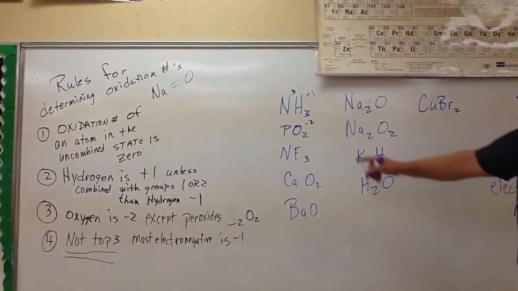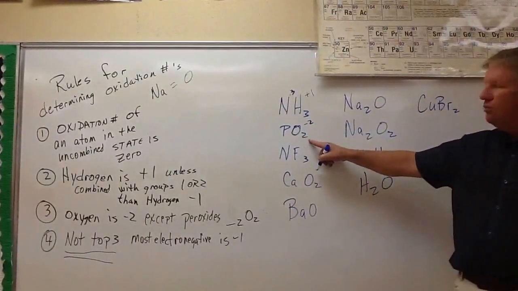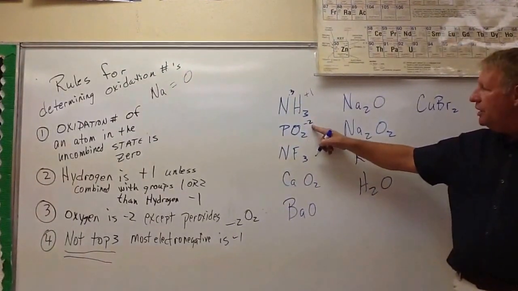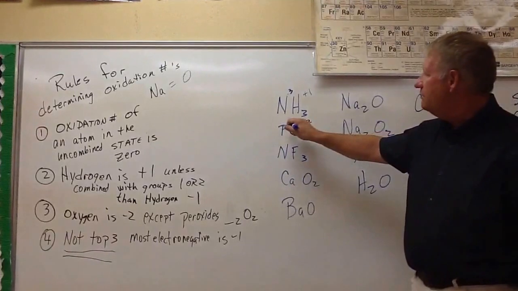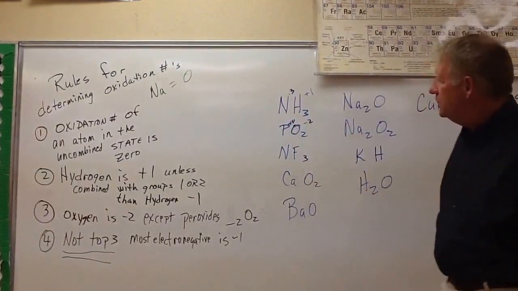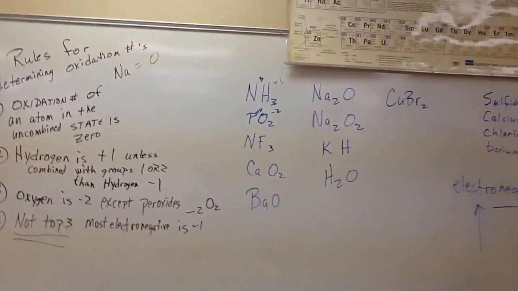So what do we have here? What's the total charge on this oxygen? Well, it's a subscript 2. So -2 times 2 is a -4. So the phosphorus then is a +4. Okay. All right. There we go.